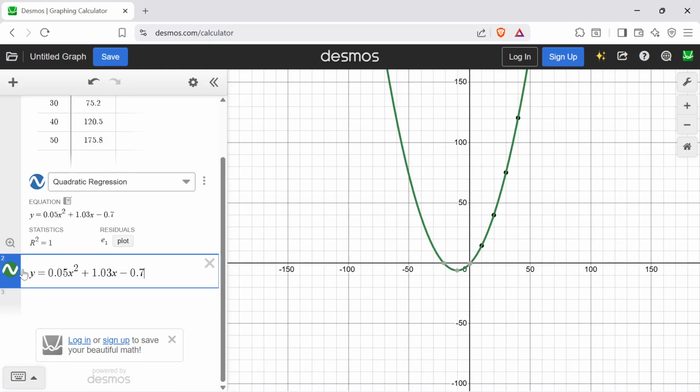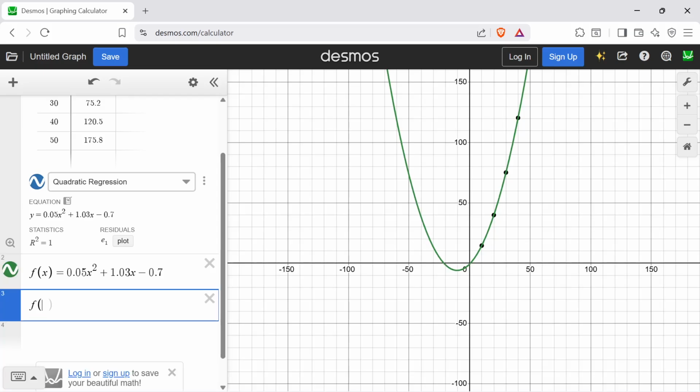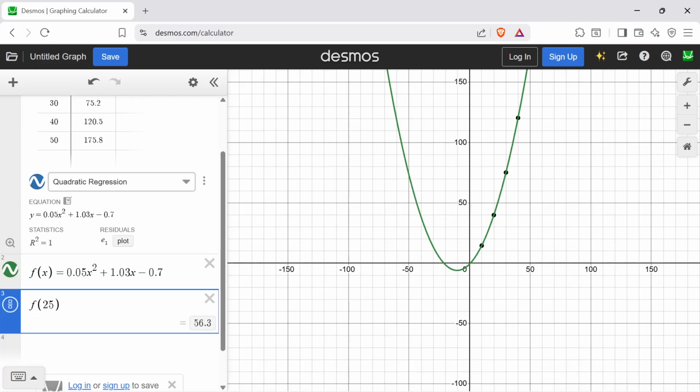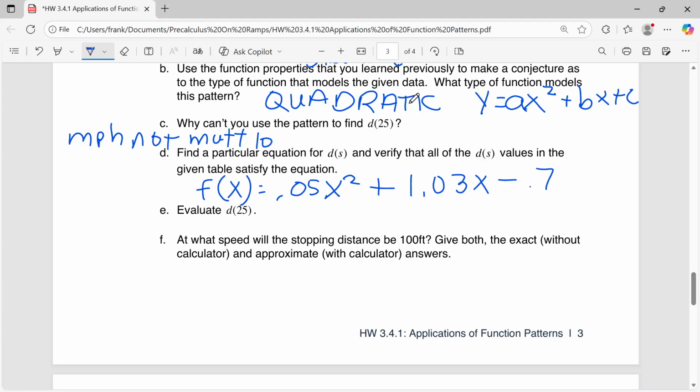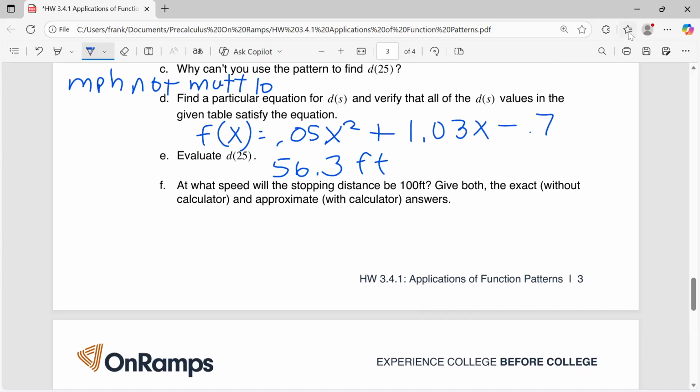So on Desmos, I can make the equation. I'll change y to f of x, because then I can just do this, f of 25, and that equals, you can just plug in into this equation, 0.05x squared plus 1.03x minus 0.7, just plug in 25, and you will get 56.3 feet.